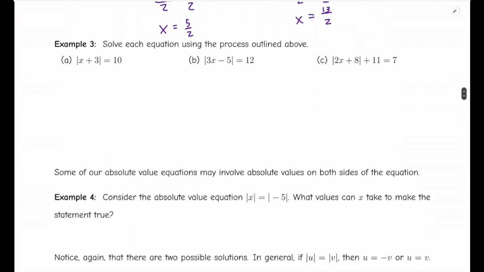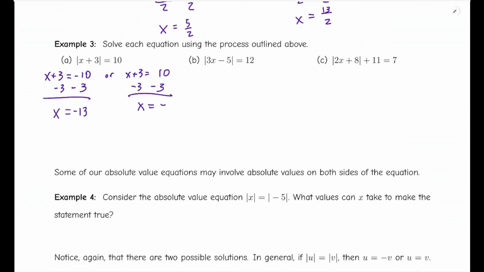Example 3, solve each equation using the process outlined above. For part A, the absolute value is already by itself, so we're going to split it up into two equations. So we get x plus 3 equals -10, or x plus 3 equals +10. Subtract 3 from both sides, we get x equals -13. Subtract 3 from both sides, we get x is equal to 7. And those are our two answers.